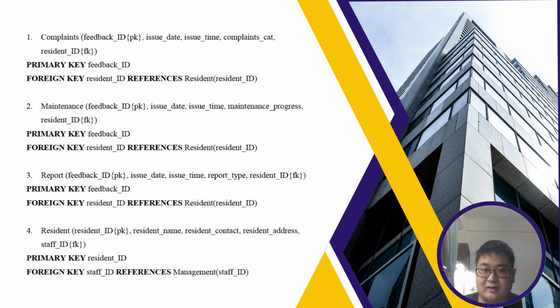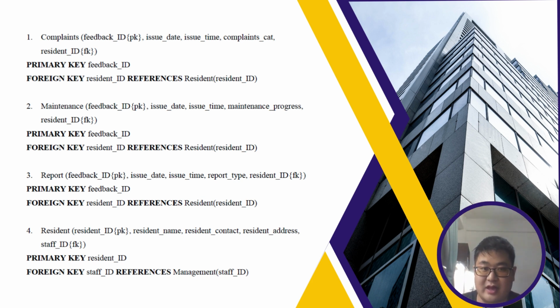For the second one, the maintenance table has feedback ID, issue date, issue time, maintenance progress, and resident ID. Feedback ID is the primary key, and the foreign key is resident ID, which references the resident table. For the report, we have feedback ID, issue date, issue time, report type, and resident ID. The primary key is the feedback ID, while the foreign key is the resident ID, which references the resident table.